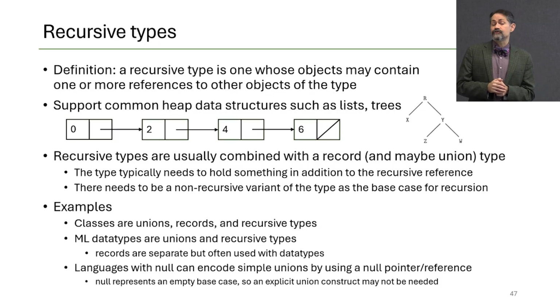ML data types are unions and recursive types. They don't have records, but usually a record is inside the ML data type, or perhaps something like a tuple. Languages with null can include simple unions by simply using a null pointer or a reference for the base case in recursion. So, for example, in a tree, the leaves of the tree would have null as their children, and the end of a list would have null. And so a list type then doesn't have to be explicitly a union because there's sort of an implicit union due to null being a case of every type.